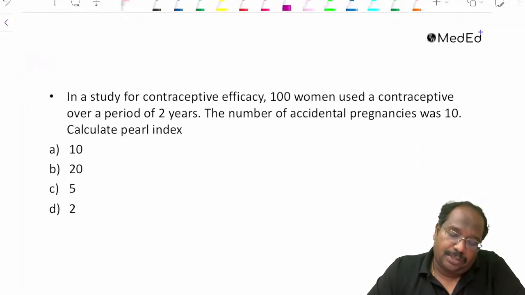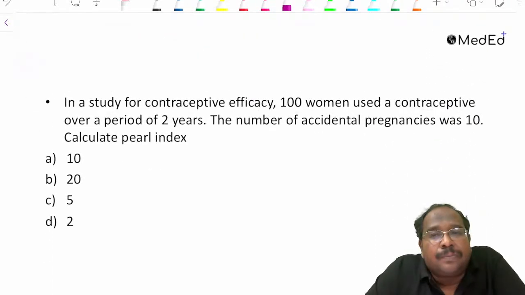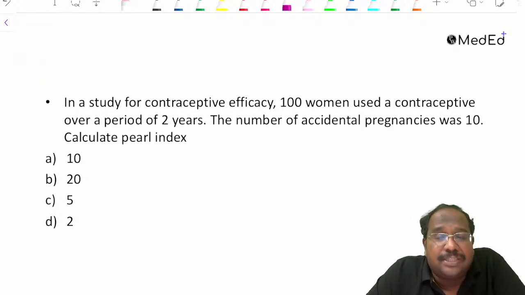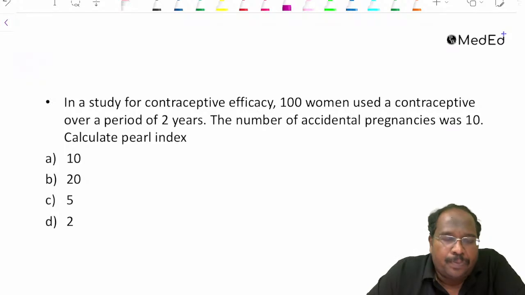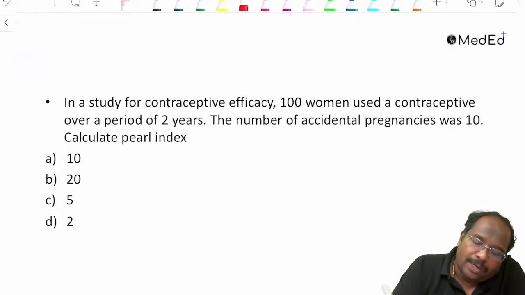Go to the next question. So far we have seen questions related with epidemiology. Let us learn some other calculation. In a study for contraceptive efficacy, 100 women used a contraceptive over a period of 2 years. The number of accidental pregnancies was 10. Calculate Pearl Index. What is Pearl Index?